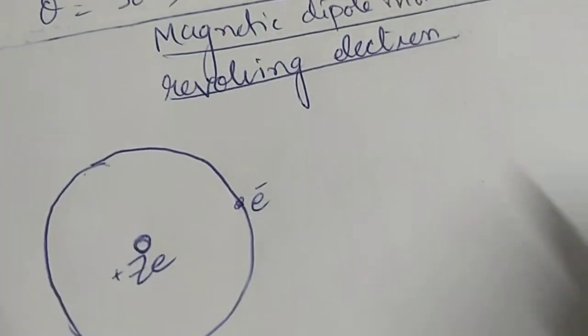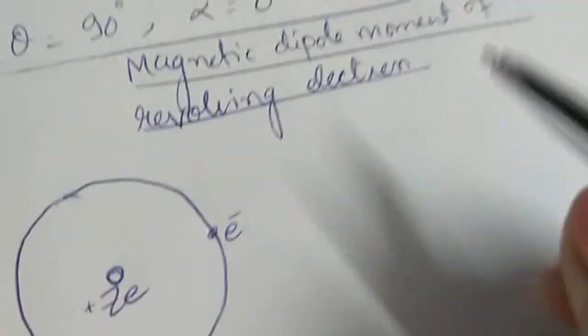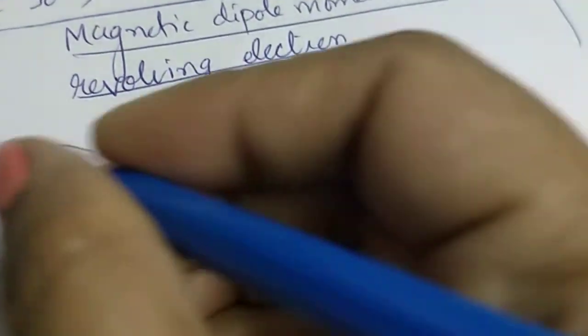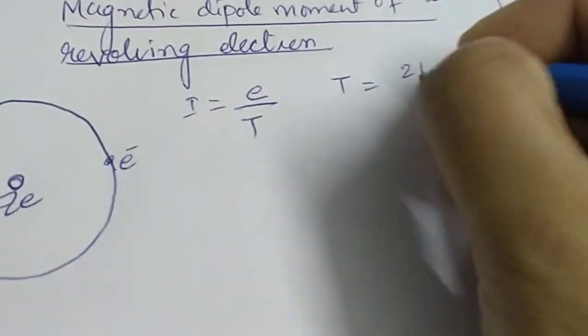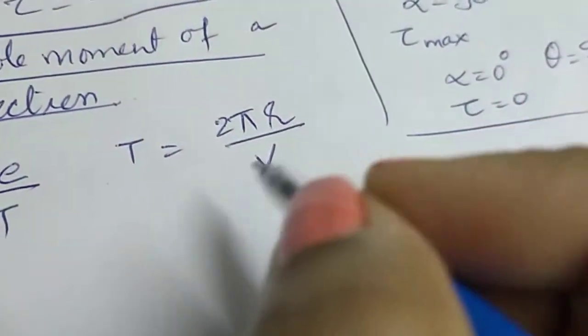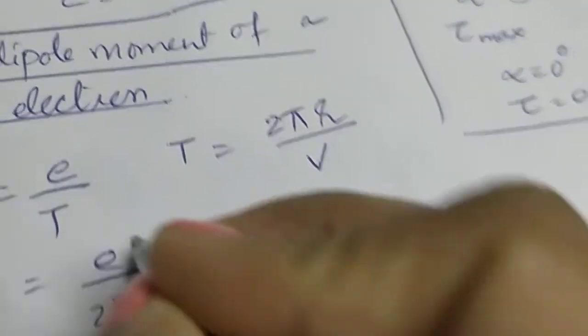Because the electron is moving in uniform circular motion, there will be an orbital velocity related to it, and the current I is equal to charge, which is e, upon time period. Time period is the total time taken by the electron to complete this circle. Now you know that time period is equal to distance upon speed. For one complete round the distance will be 2 pi r, if r is the radius, upon the orbital velocity v of the electron. So when I substitute this here, I get I is equal to e upon 2 pi r by v, that is, I = ev/2πr.